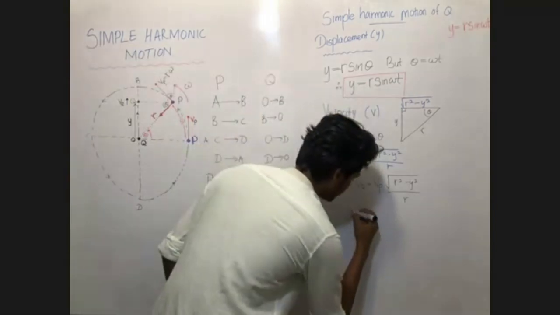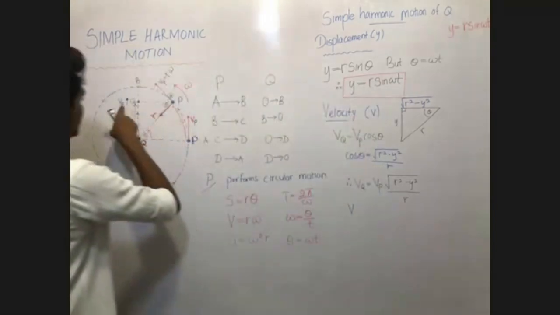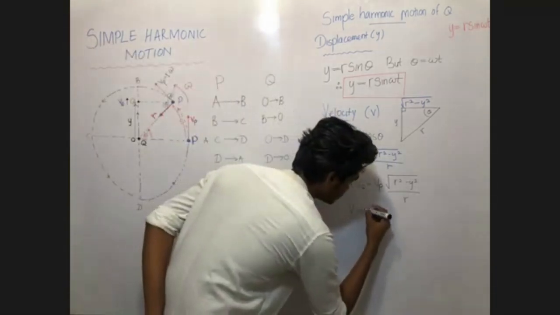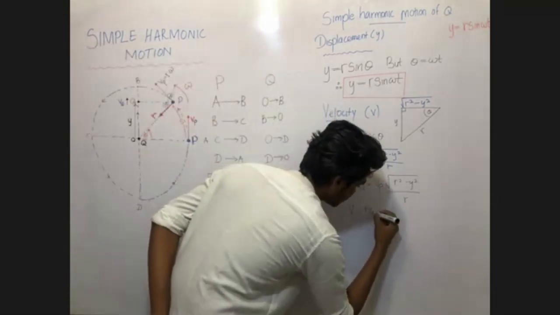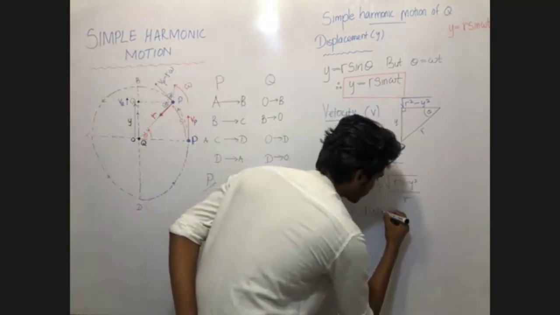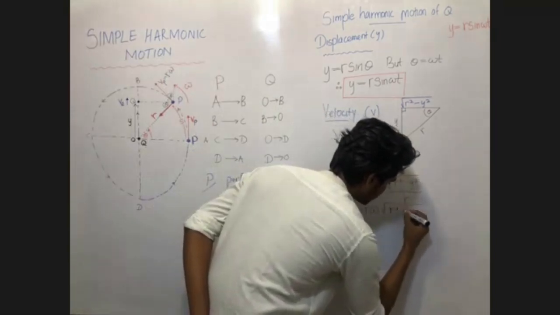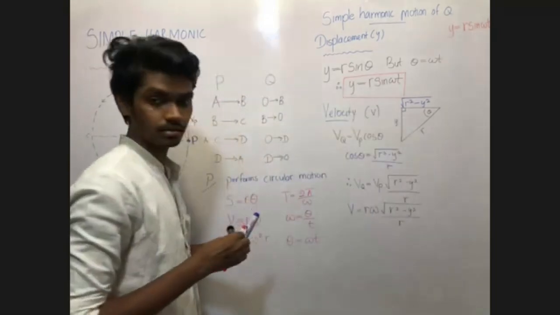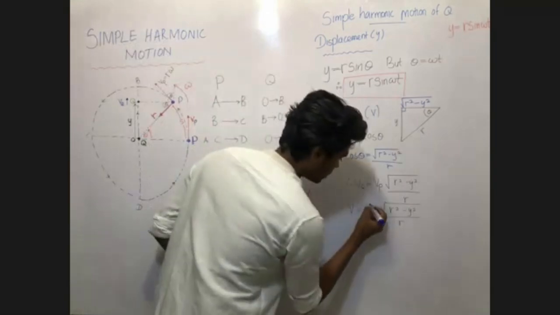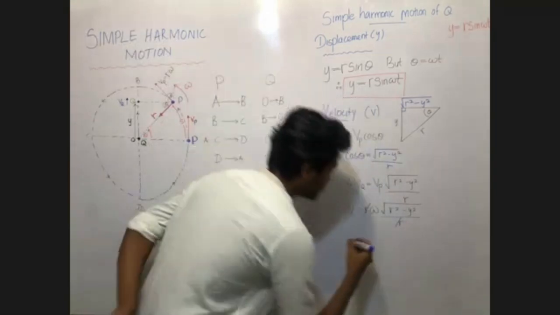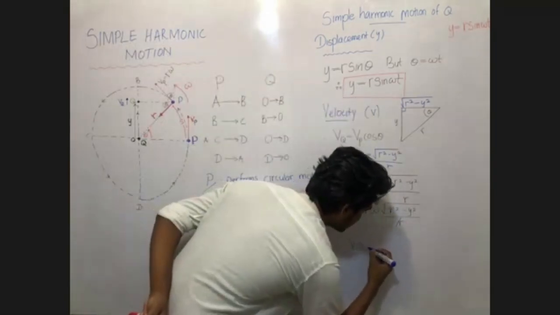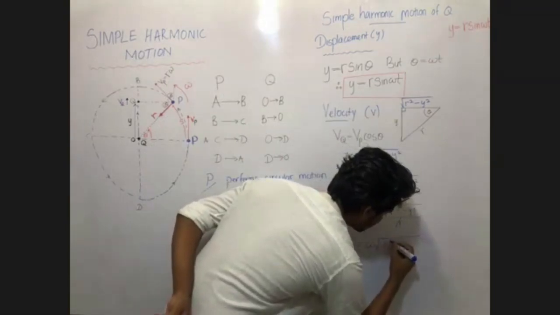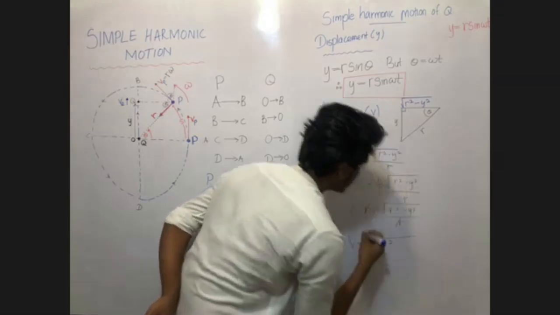So here, write it. V, I'll mark this VQ as V. V is equal to VP, which is what? R omega times the square root of R squared minus Y squared over R. So R to R cancels. So V is equal to omega times the square root of R squared minus Y squared.